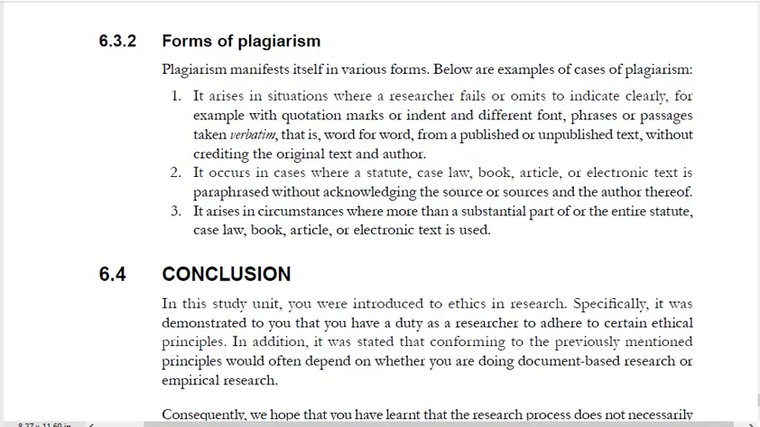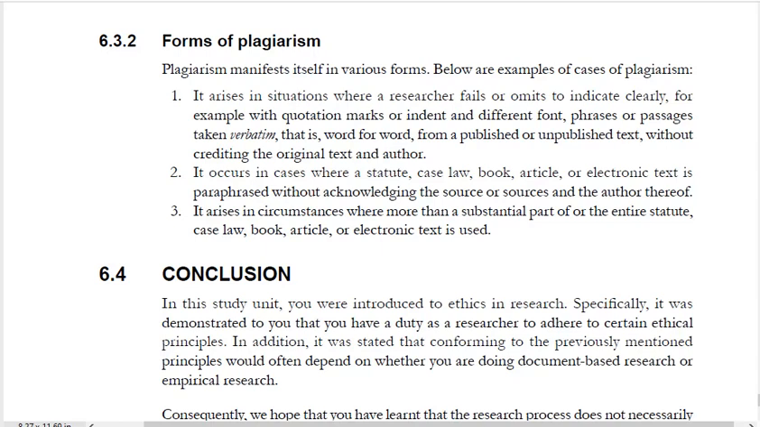When we further read on our study guide, we get the forms of plagiarism. It says here, plagiarism manifests itself in various forms. Below are examples of cases of plagiarism. 1. It arises in situations where a researcher fails or omits to indicate clearly, for example, with quotation marks or indent and different font, phrases or passages taken verbatim, that is, word for word, from a published or unpublished text without crediting the original text and author.